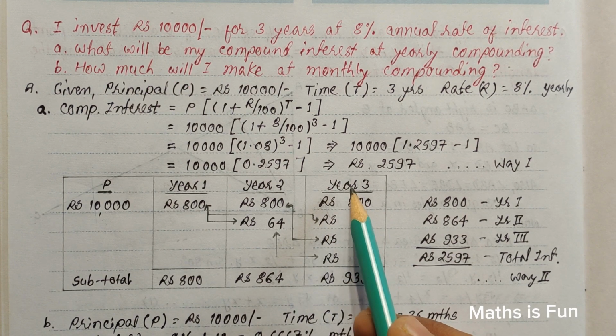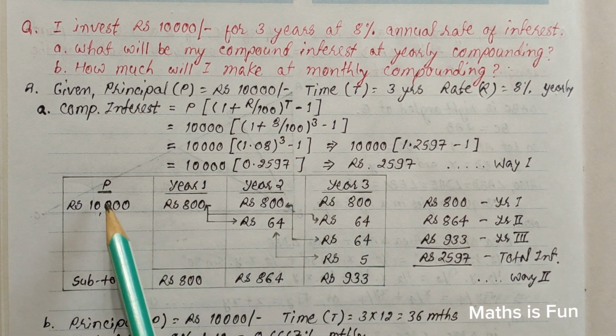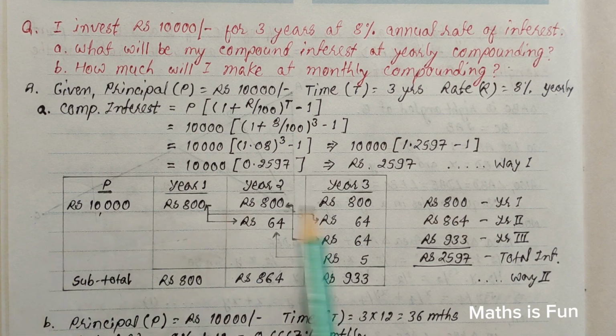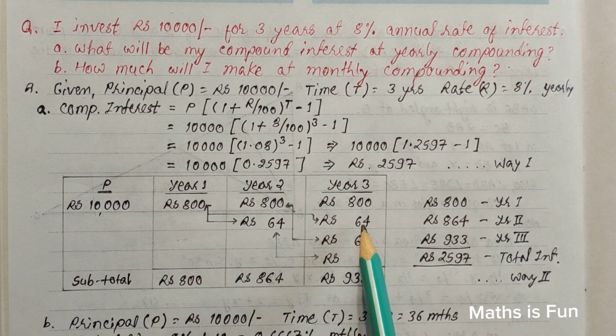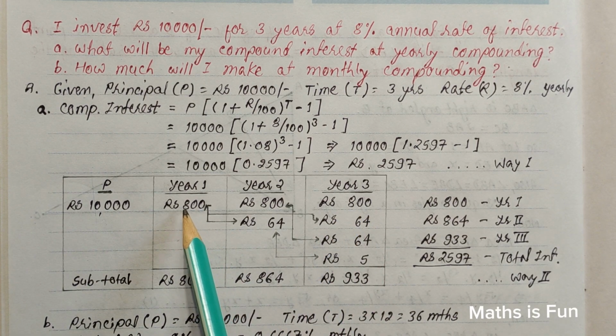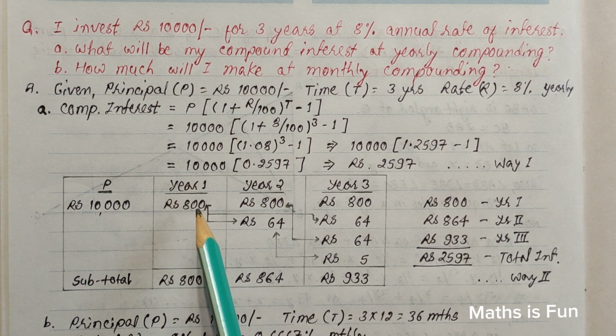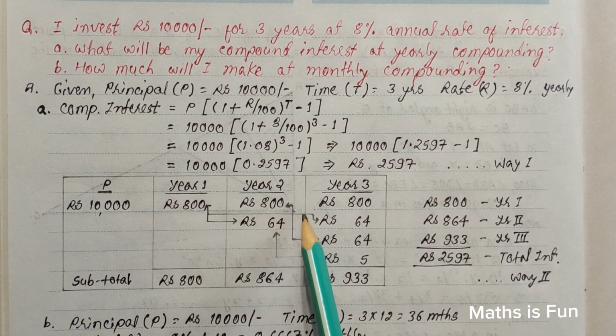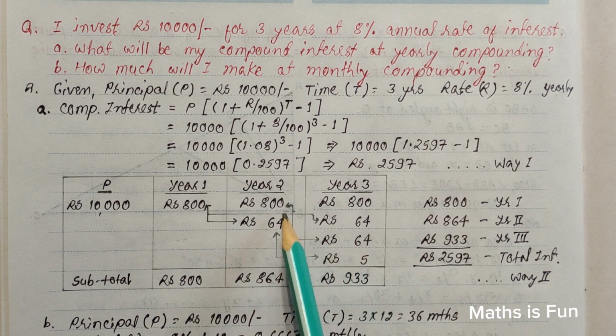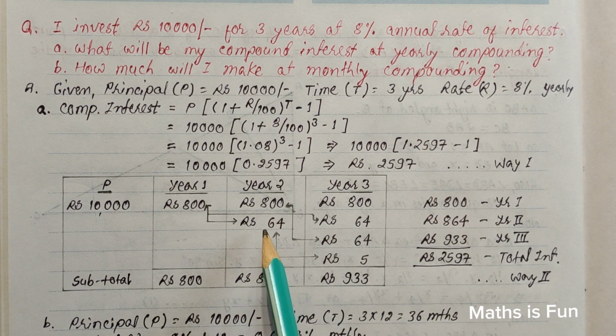So after the end of year 3, we'll get rupees 800 from this principal rupees 10,000 at 8%. Then we'll receive rupees 64 from this rupees 800 which we have earned in year 1. Then this year 2 800 also gives us 64 rupees as 8% of it, and then this rupees 64 which we have earned in the second year also grows at 8% and will give us rupees 5.